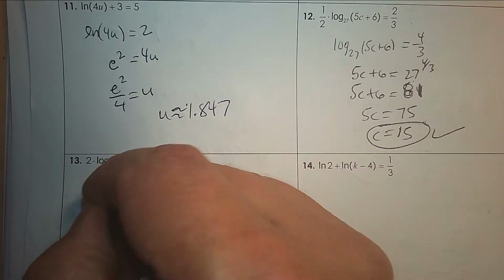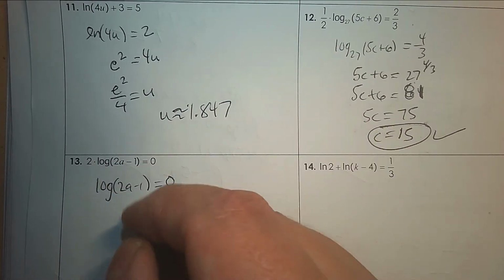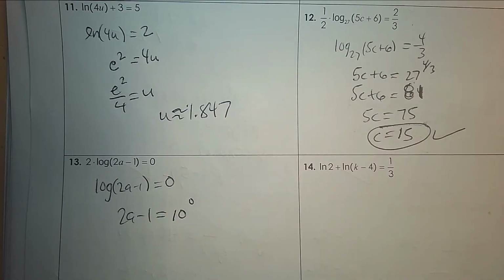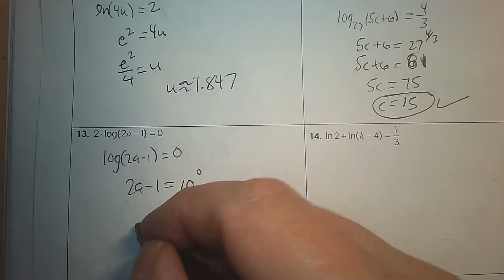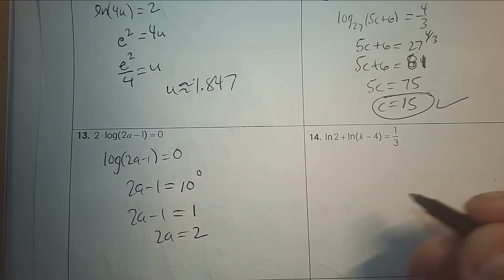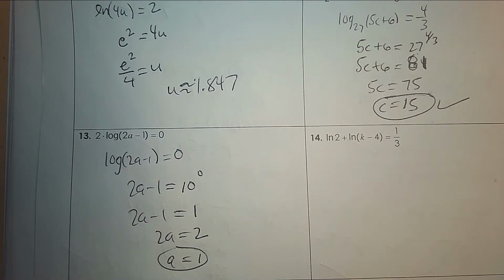Here, divide by 2. 0 divided by 2 is 0. The answer is 2a minus 1. The base you don't see is 10 to the exponent 0. So that's 2a subtract 1 equals 1. Add 1 to 1. Divide. And when you plug 1 in, it's a good answer.